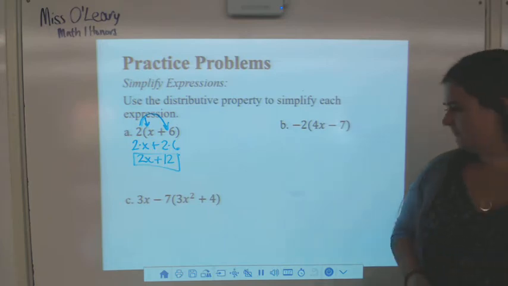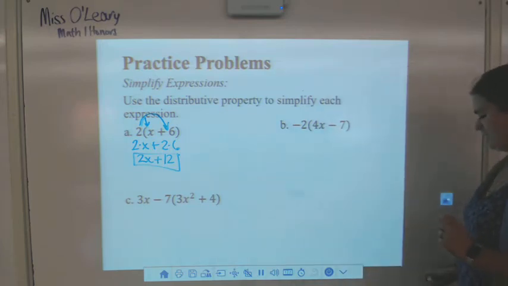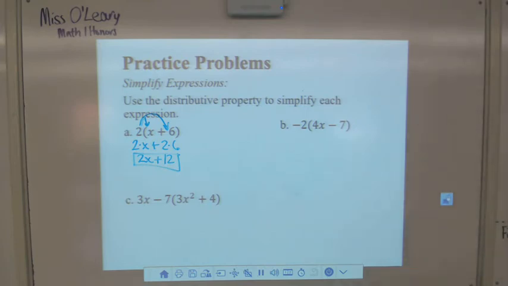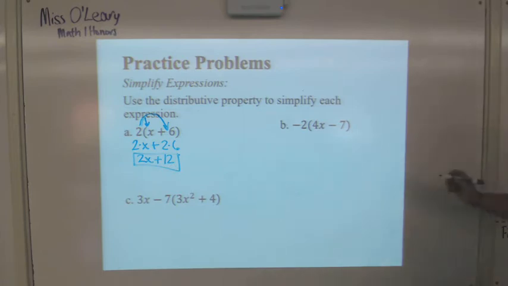B, my second problem here. Now I've got some subtraction. This is where things get a little more complicated. I don't have a purple pen. With this one here, the first thing I want to do is take that inside minus 7, and turn that into plus and negative 7. That helps me keep track.